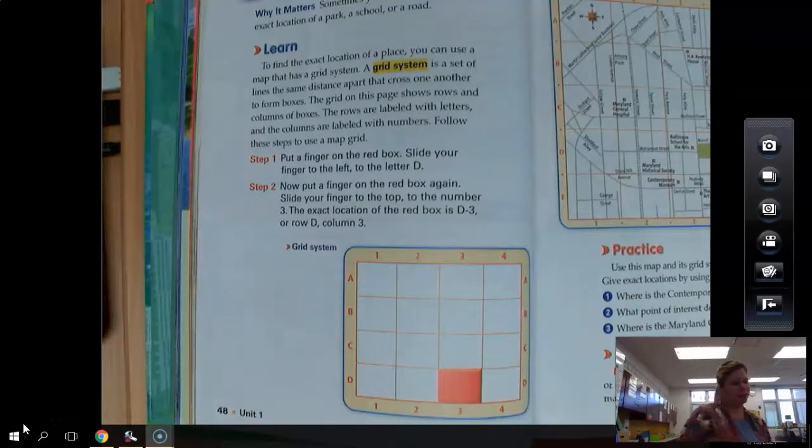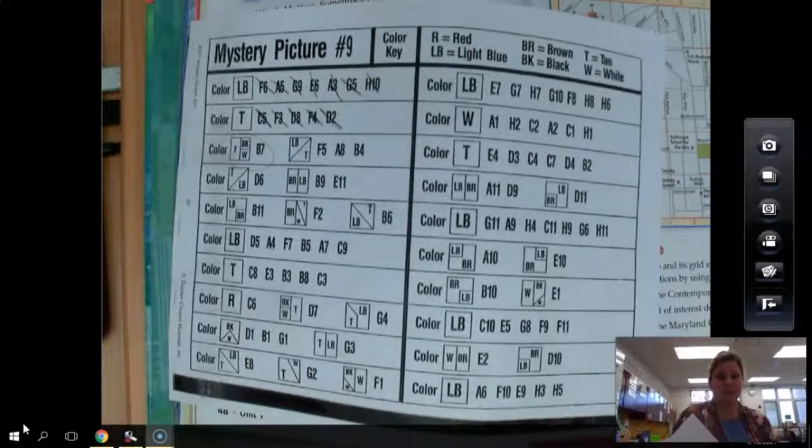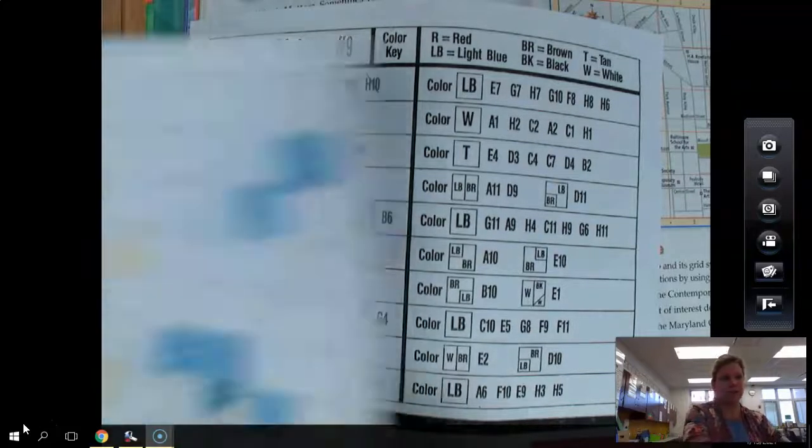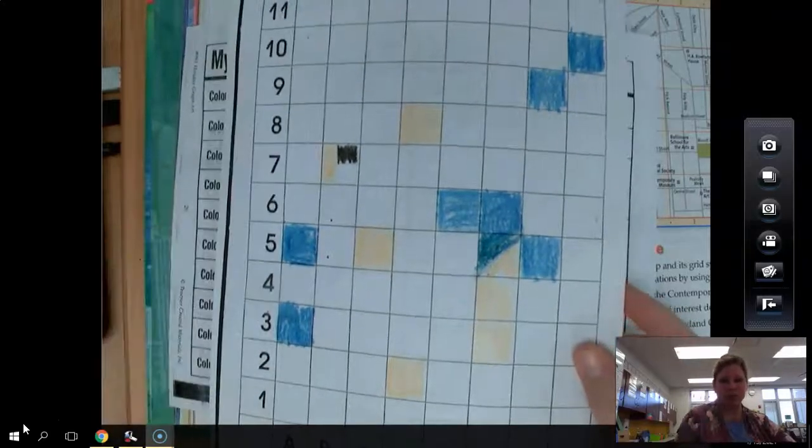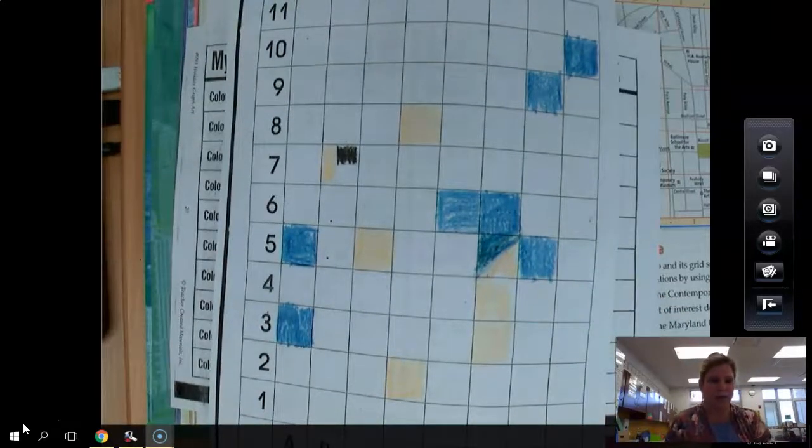Okay. How many of you have seen this? A lot of you have probably seen these in your classrooms if your teacher has given them to you. They're mystery pictures. And in order to find out what the mystery picture is, you have to complete the grid, which is this. Now this one has already been started, but I'm just going to show you an example of how to find the grid system.